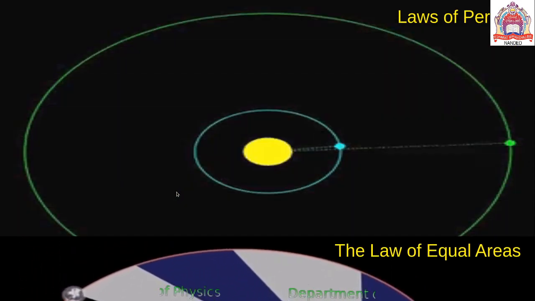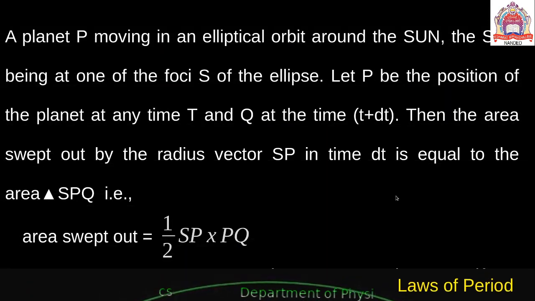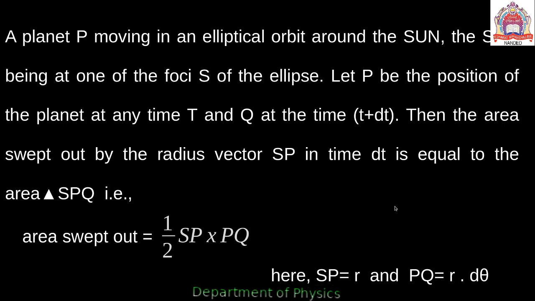And according to the law of periods, the square of the period of revolution of the planet around the sun is proportional to the cube of the semi-major axis of the ellipse. Now we are describing all three laws in mathematical form.